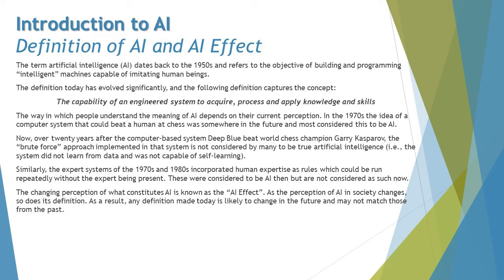Now, in the 1970s, the idea of a computer system that could beat a human at chess was somewhere in the future, and most considered this to be AI. People never thought that there could be a computerized game where human beings can play against the computer in order to win the match, and the computer could play as a counterpart and make decisions according to the moves of the human beings. But today, this is pretty old. This is not something new. Every kid is probably making use of such games where they're competing with the system.